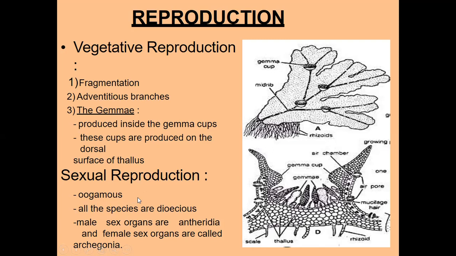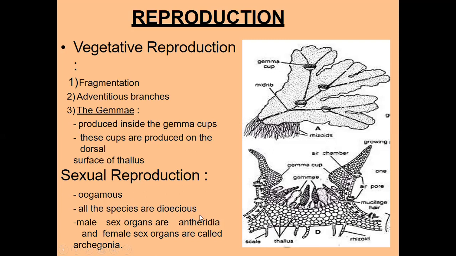Oogamous is a type of sexual reproduction where the sexual organs, or reproductive organs, differ from one another both morphologically and physiologically. That means the male sexual organ, structurally as well as functionally, is quite different from the female sexual organ. Hence we call it the oogamous type of reproduction.